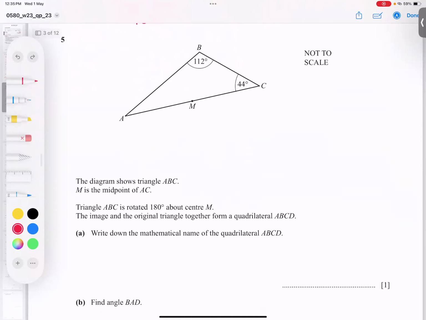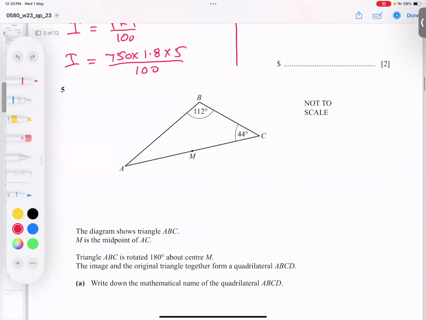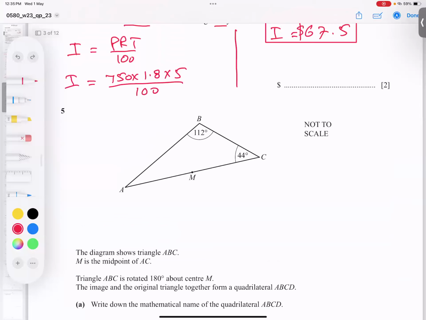He's saying this diagram shows a triangle. M is a midpoint. Okay. And triangle ABC is rotated 180 degrees, center M. The image and the original triangle together form a quadrilateral. What is the name of that quadrilateral? So let's see, students. It is not easy to do without the tools. Actually, I try my best to make it. This is the diagram.